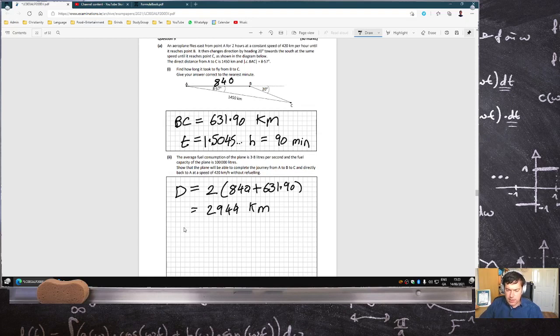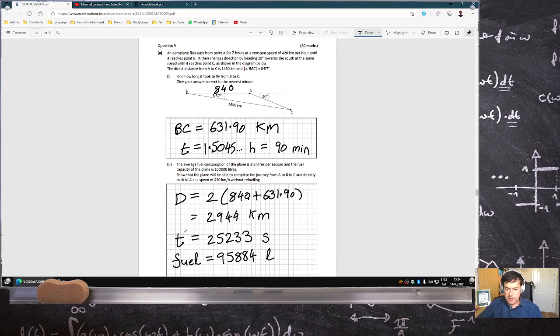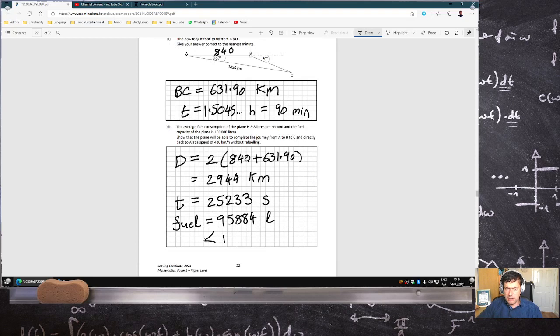The time is distance over speed. So if I just divide this by the speed of 420, that's 7 hours. That's 25233 seconds. And it uses 3.8 litres per second. So that is 95884 litres, which is just about less than 100,000 litres.